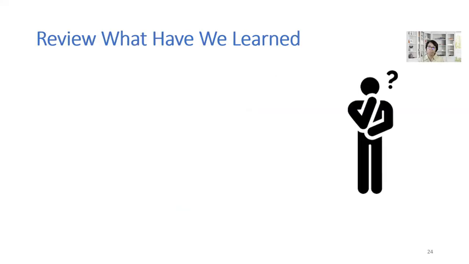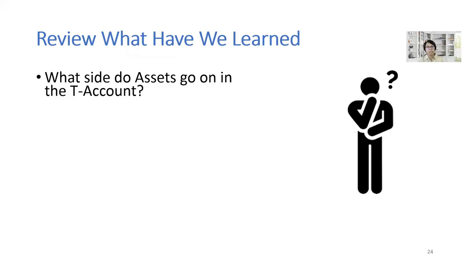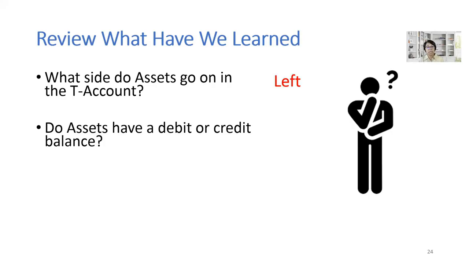Let's review. What side do assets go on in the T account? On the left side, because assets are on the left side of the equation. Do assets have a debit or a credit balance? They're on the left, so they have a debit balance, because debit means what? Debit means left.